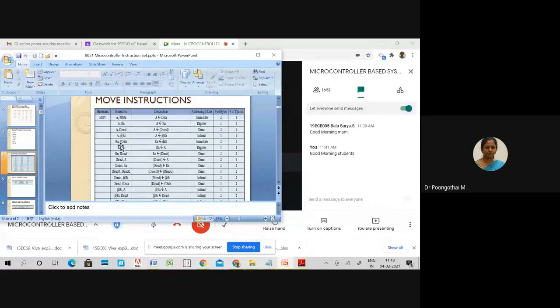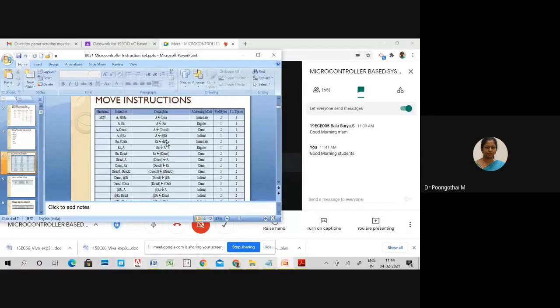Since your destination register is an 8-bit register, only 8-bit data transfer is allowed here. So we have to move only 8-bit data here. The instruction syntax is MOV Rn, #data. This instruction requires 2 bytes of memory location. 1 byte is for your opcode and another one is for your data.